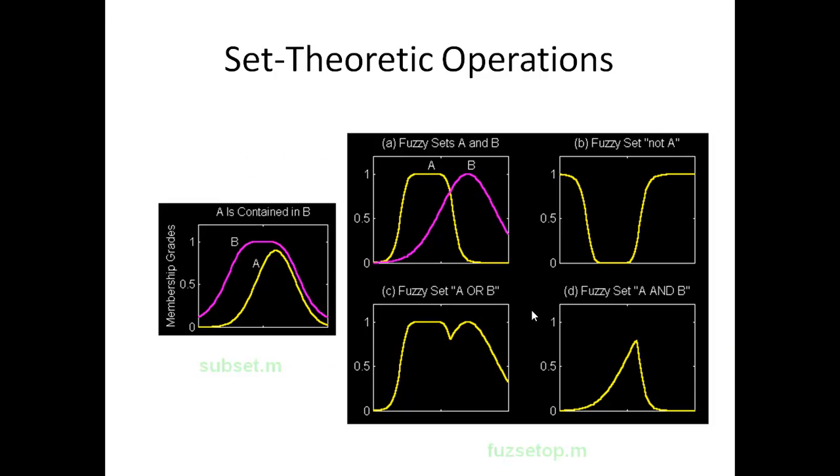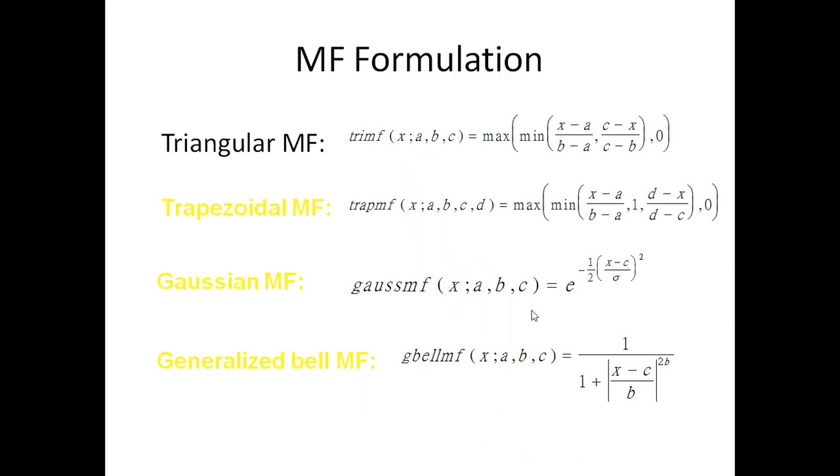Now graphically, these are the set operations on fuzzy sets, where membership grades or membership function values are displayed in the figure. The first one is A contained in B, then the fuzzy sets A and B, fuzzy set not A, that is the complement, then fuzzy set A or B, then fuzzy set A and B.